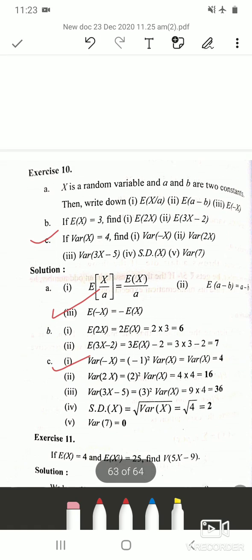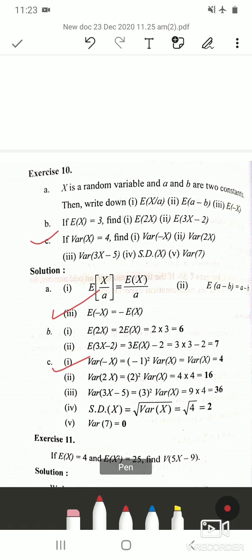Therefore variance of minus x is minus 1 square into variance of x, which is variance of x itself, and they have given variance of x as 4. Therefore variance of minus x is variance of x, which is 4. So always remember, expectation of minus x is minus into expectation of x, and variance of minus x is variance of x.